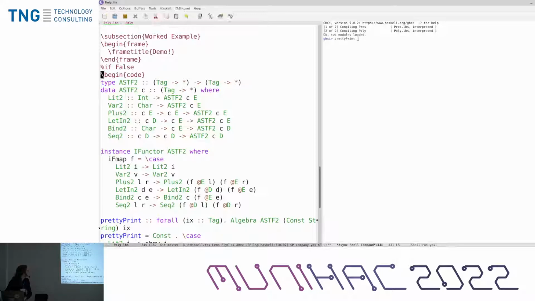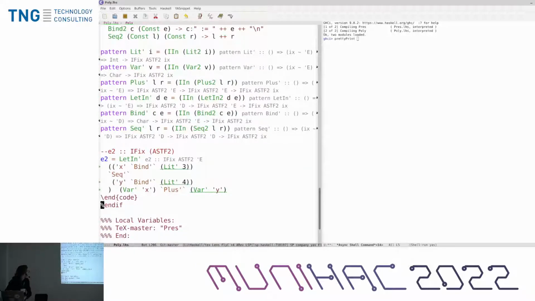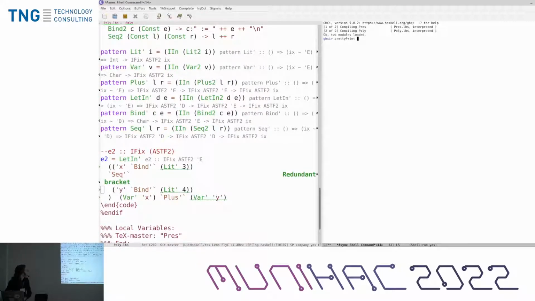Print, what do they call it? Oh yeah, E2. Yeah, this is what I defined the pattern synonyms for. Yes. How do I have to call this again?